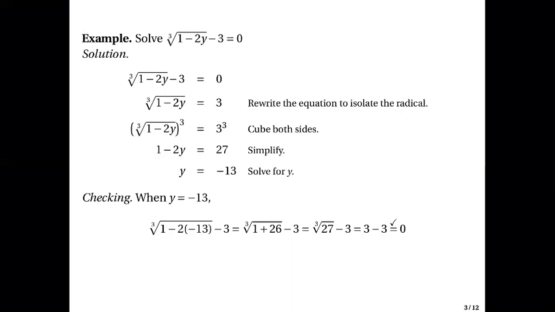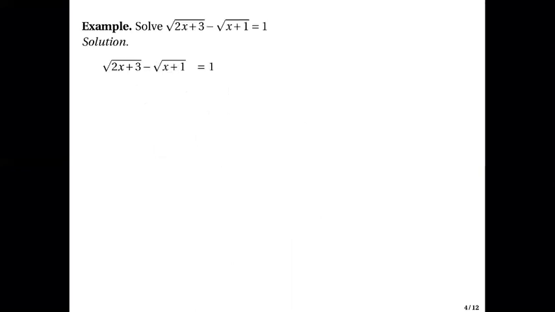Okay, let us work on the next problem. Here, we have square root of 2x plus 3 minus square root of x plus 1 equals 1. So, on the left-hand side, we have two radicals. Square root of 2x plus 3, the other one is square root of x plus 1. And as I said earlier, what we do is to isolate one radical on one side of the equation and put everything else to the other side.